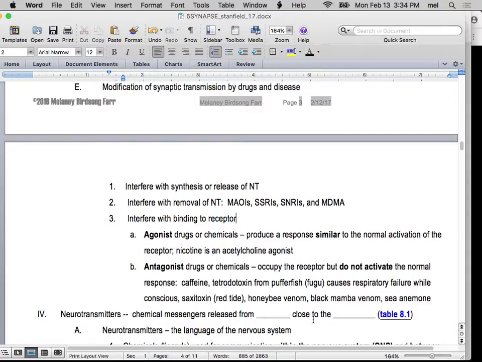It causes excitation because it blocks the inhibitory response. That's why caffeine actually wakes you up, because it's an antagonist to an inhibitory neurotransmitter. Does that make sense? Okay, lots of antagonists, not caffeine, but lots of antagonists are poisons. If you happen to take in something that blocks the receptor and won't let go in a neuron, you can actually kill yourself with it.